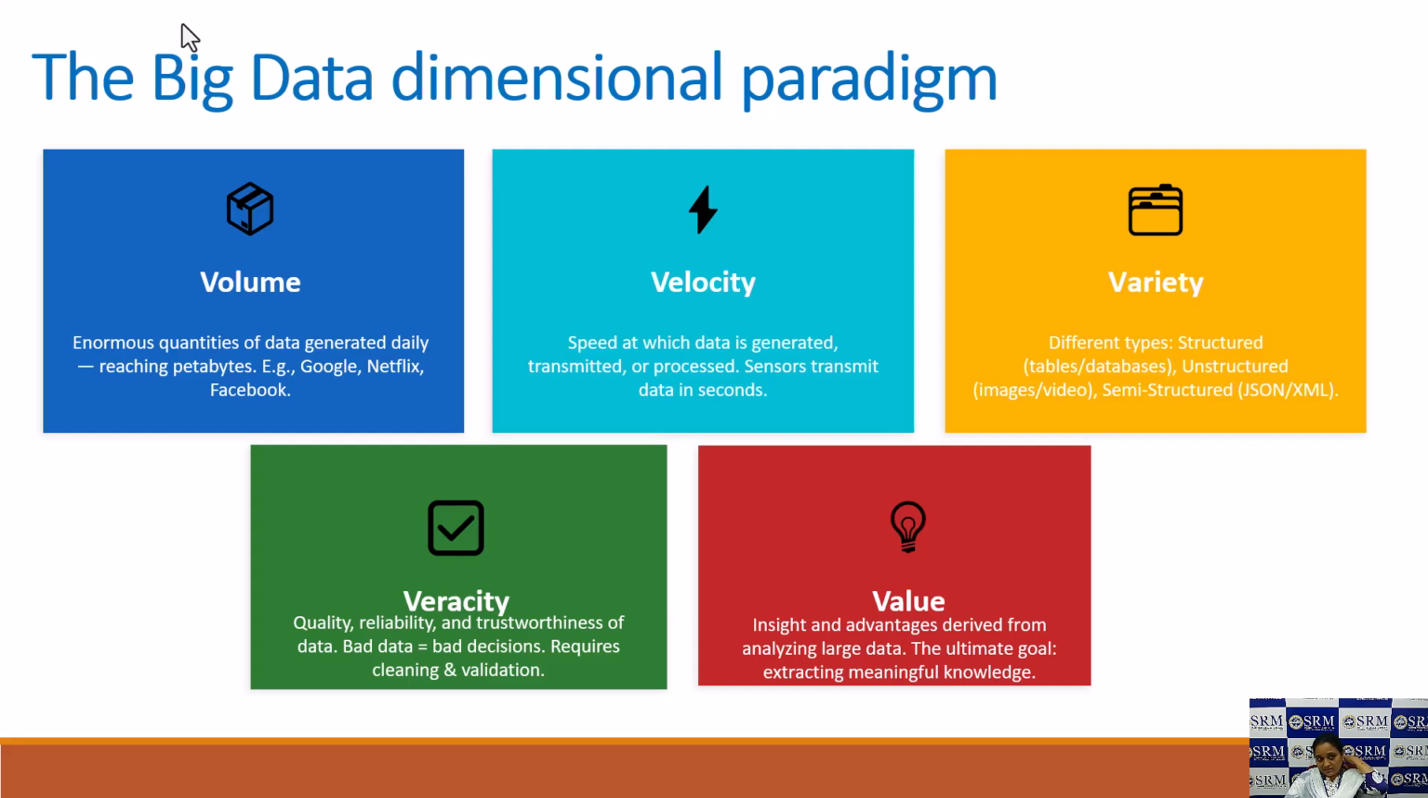Variety means types, as we saw in the previous slide: structured, unstructured, and semi-structured. Based on that, variety of data comes in. Veracity is nothing but integrity. That means how trustworthy the data is. So quality, reliability, and trustworthiness of data is what is meant by veracity. Bad data equals bad decisions, so it requires screening and validation. Value means insights. If any data is there, rather than seeing it as data, we have to see it as an insight. If you see it as insights, for example in a showable way, then very easily we can understand the data. So the ultimate goal is to convert the data into meaningful knowledge.